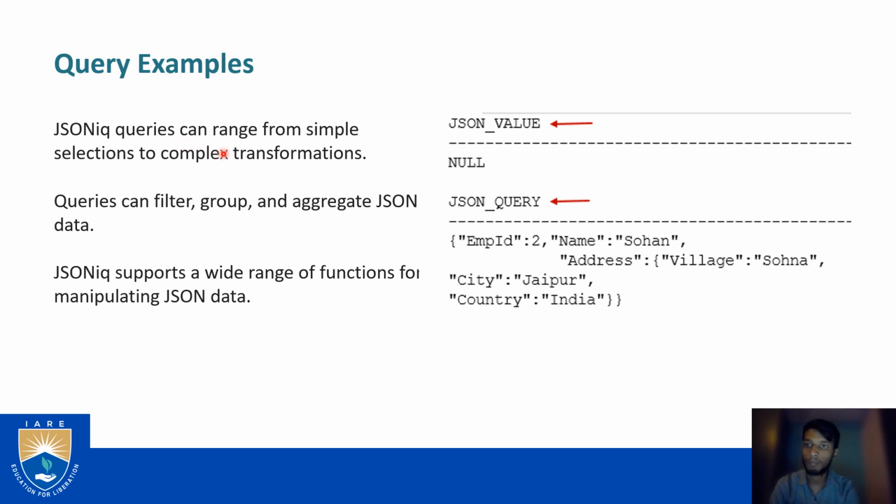The queries can filter by name, by age, anything. It supports a wide range of functions for manipulating JSON. When we want to change the database, we can easily change the database. If we have some knowledge about the JSON, we can change the database easily.